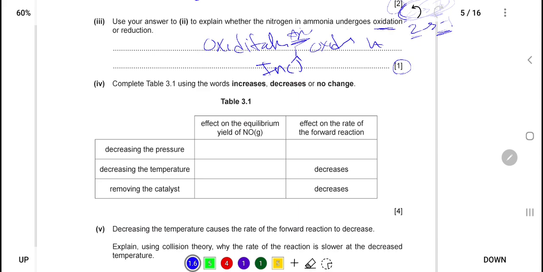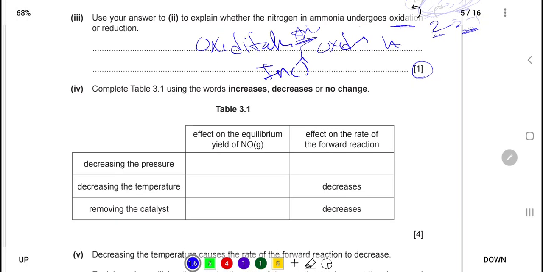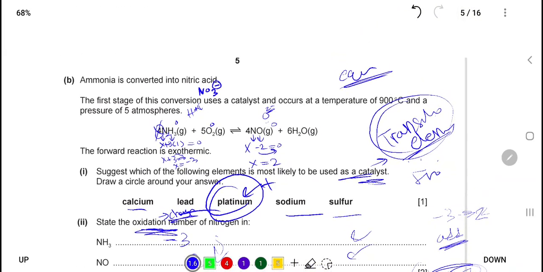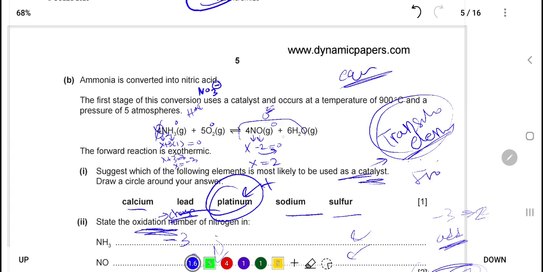Now complete table 3.1 using the word increase, decrease, or not change. Okay, these questions are so easy for me. In this type of question, you need to know what happens if decreasing pressure or increasing temperature, and so on. Now, effect on the equilibrium yield of NO. Decreasing the pressure. Okay, what happens if we decrease the pressure to the yield of NO? So where's the NO? NO is in the product side.